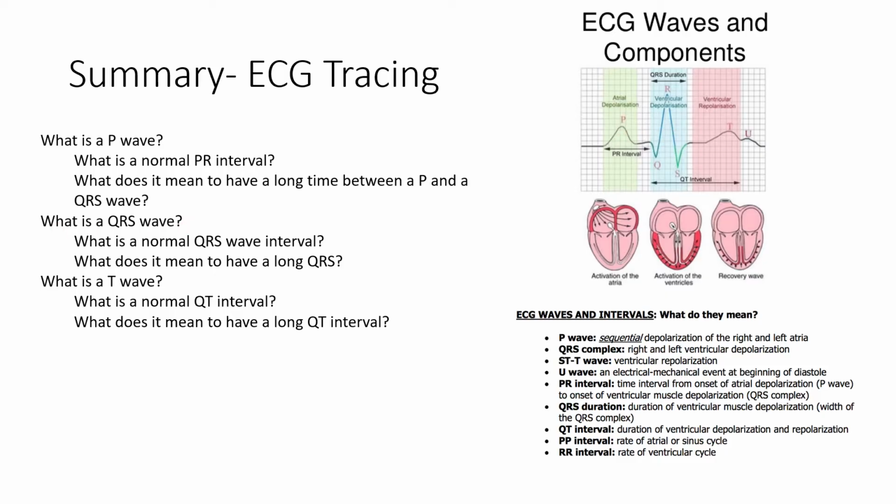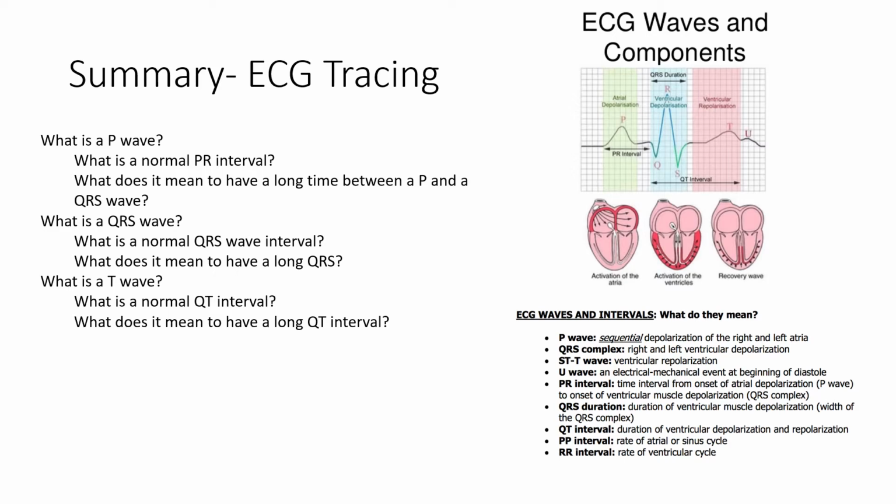A QRS wave represents the time of ventricular depolarization. A long QRS would represent something delaying ventricular depolarization, either channel blockade or not appropriately depolarizing both ventricles at the same time. We'll talk about different causes of long QRS.